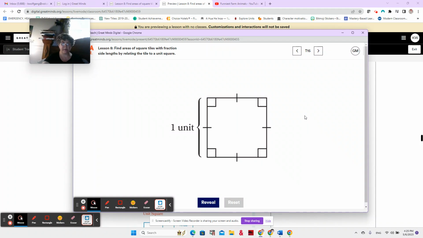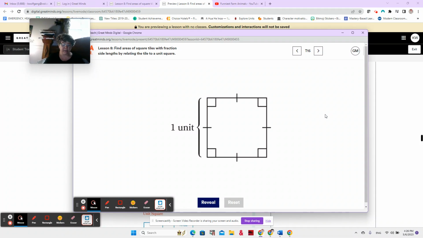Here we have a square, and hopefully you notice that all side lengths are 1 unit. So we can see it's 1 unit this way, 1 unit that way, 1 unit that way, and it has 4 sides of equal length, and each side is 1 unit. Because the side lengths are each 1 unit, we can call this a unit square. Okay, let's call it a unit square.